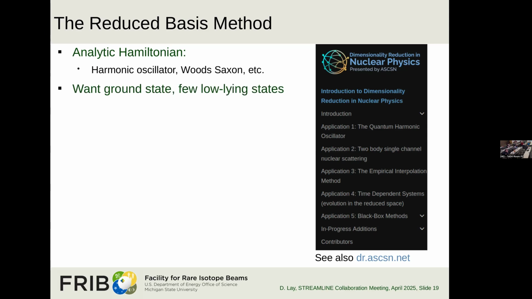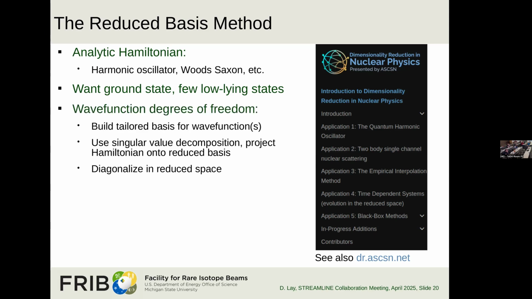Now suppose that all you care about is the ground state, or perhaps the ground state and the first excited state. Then it seems reasonable to work using the wave function degrees of freedom. You just make your Hamiltonian, diagonalize it, find your eigenvectors, and you're done.